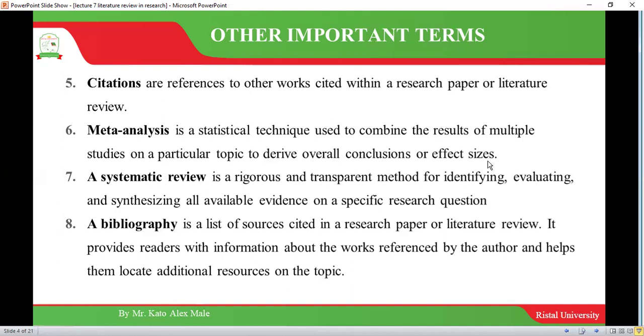Then a bibliography. It is the list of sources cited in a research paper or literature review. Now, remember, we said citations. A citation is that reference. Now, the list of these citations is the bibliography, the list of these sources where you obtained the data that you're reviewing as literature.